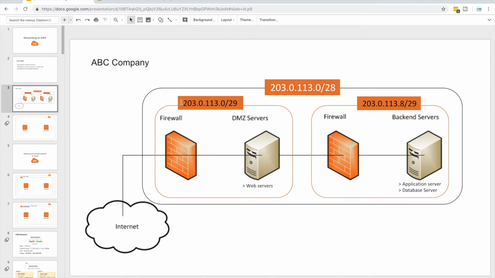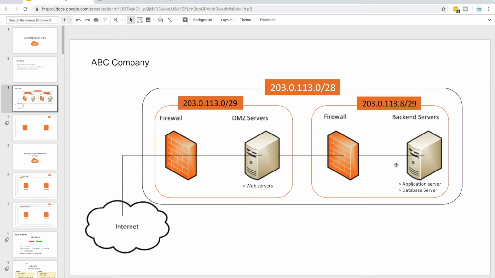As you can see, this company has their web servers in one particular subnet, and that is protected by a firewall. So users from the internet can directly talk to the web server. Obviously, this is the web server, so they should be able to talk to it in order to view the website of ABC company. But the other subnet can only be accessed by the web server, and it does not have a direct connection from the internet, as you can see.